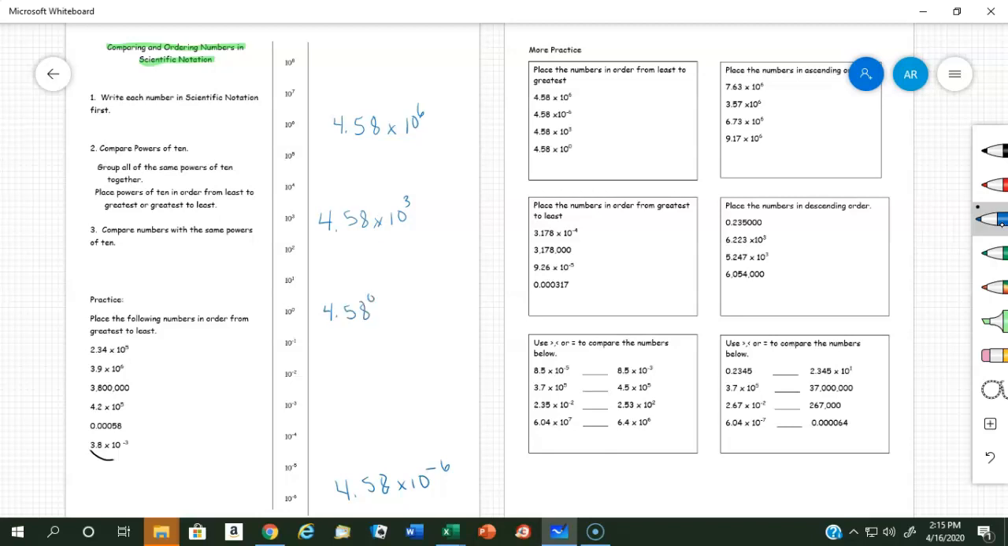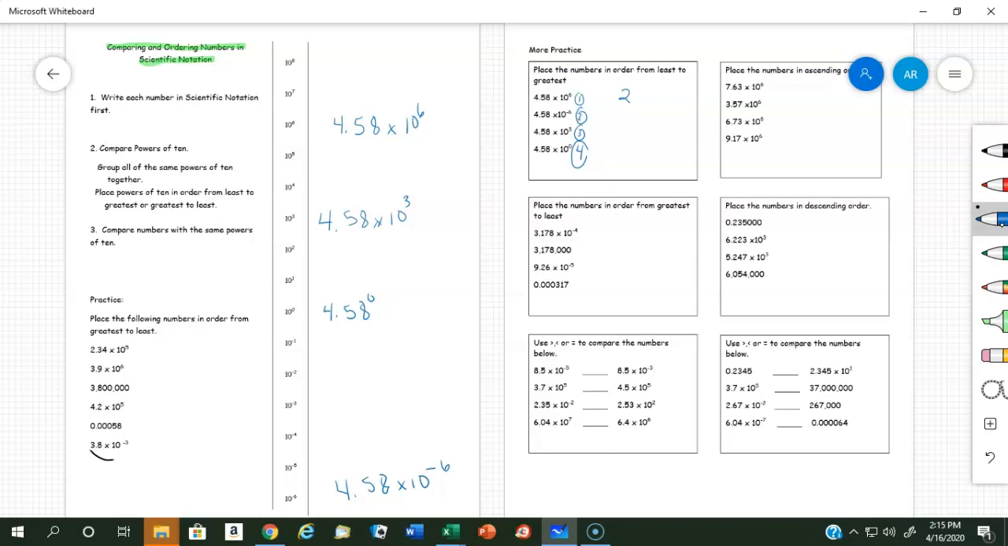And so I would go ahead and place them in order. So let me just do this. I'm going to do 1, 2, 3, 4. And it said least to greatest, so I want the smallest one. That would be 4.58 times 10 to the minus 6. So I'm going to say number 2 is the smallest one.